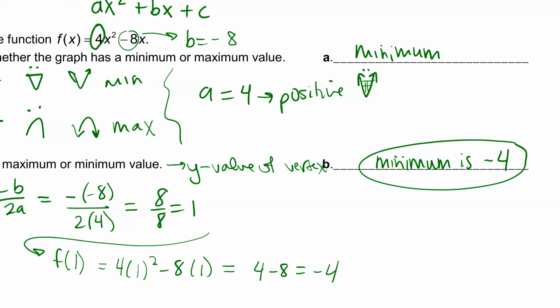That'd be fine, because you already found the minimum in A. You can just write -4. Yeah, it's just asking for the value. It's not asking where, or the x, y. It just wants the minimum value.